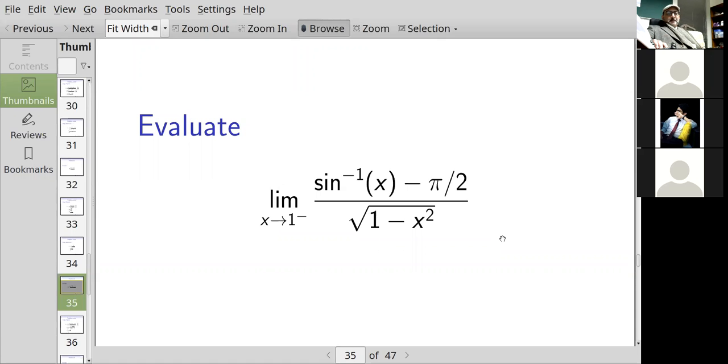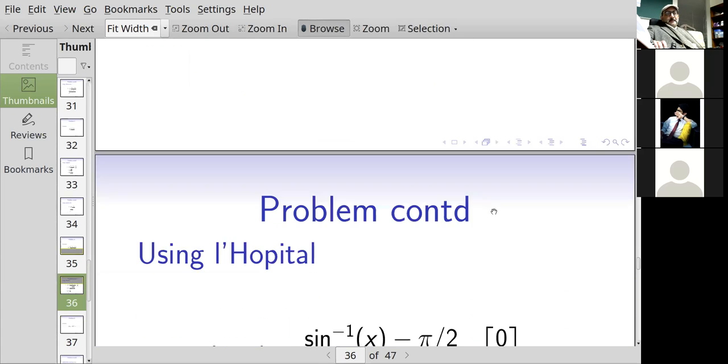Okay, let's see. First of all, what's the inverse sine of 1? Pi over 2, because sine of pi over 2 is 1, right? So if I naively put in x equal to 1 on the top, I would get inverse sine of 1, which is pi over 2, then minus pi over 2, that would give me 0. And at the bottom, if I put in x equal to 1, I will get the root of 1 minus 1 squared, which is 0. So this would have the form 0 over 0 if I tried a substitution.